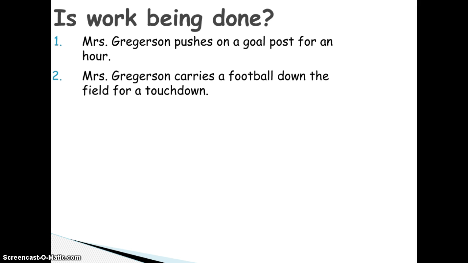Number 2, Mrs. Gregerson carries a football down the field for a touchdown. Yes or no?